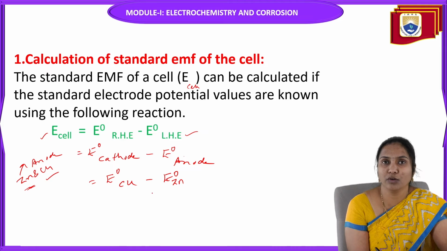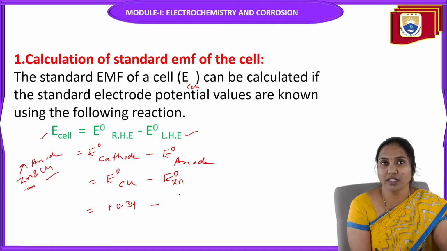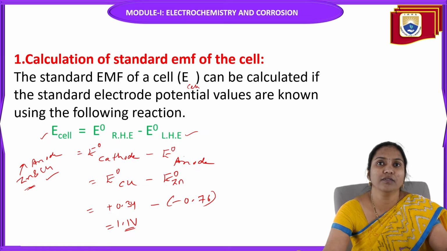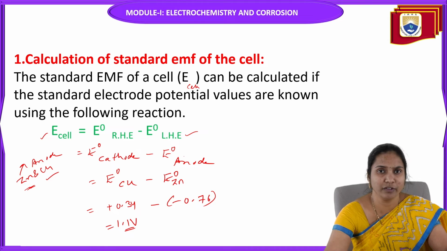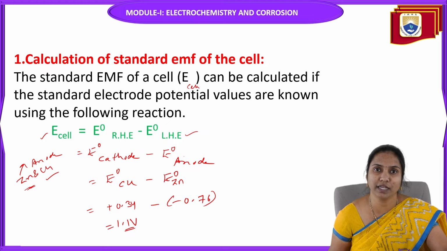From the electrochemical series, we know the E naught value of copper is plus 0.34 volts, minus E naught of the anode, zinc, whose value is minus 0.76 volts. So the value is 1.1 volts. In this way, we can calculate the standard EMF of the cell using the electrochemical series. If we know the electrode potential values, we can easily calculate the EMF of the cell. How do we know the E naught values? From the electrochemical series, which gives the electrode potentials of the electrodes when coupled with the standard hydrogen electrode. So this is one application of the electrochemical series.